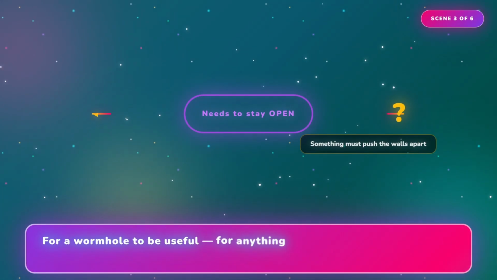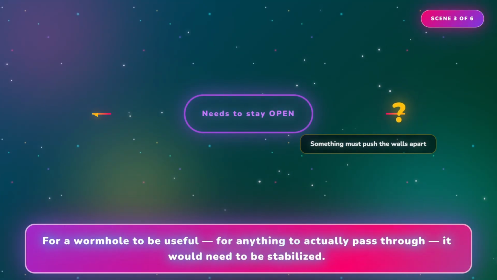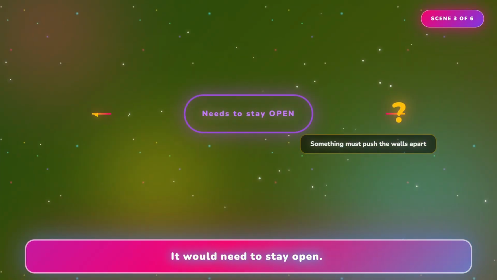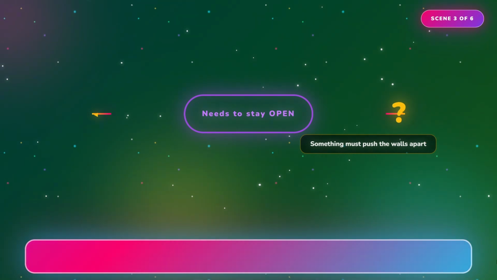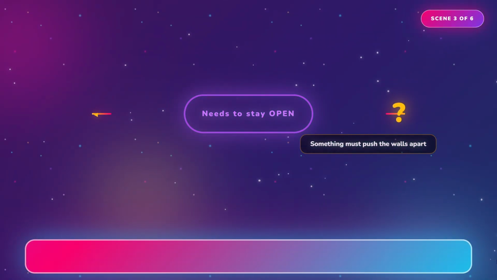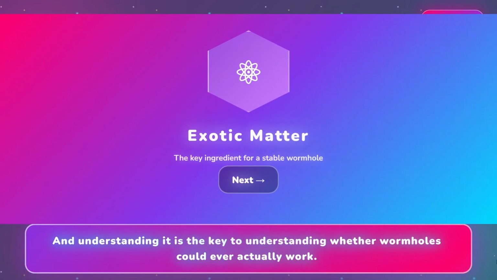For a wormhole to be useful, for anything to actually pass through, it would need to be stabilized. It would need to stay open. And that requires something extraordinary. That extraordinary thing is called exotic matter. And understanding it is the key to understanding whether wormholes could ever actually work.